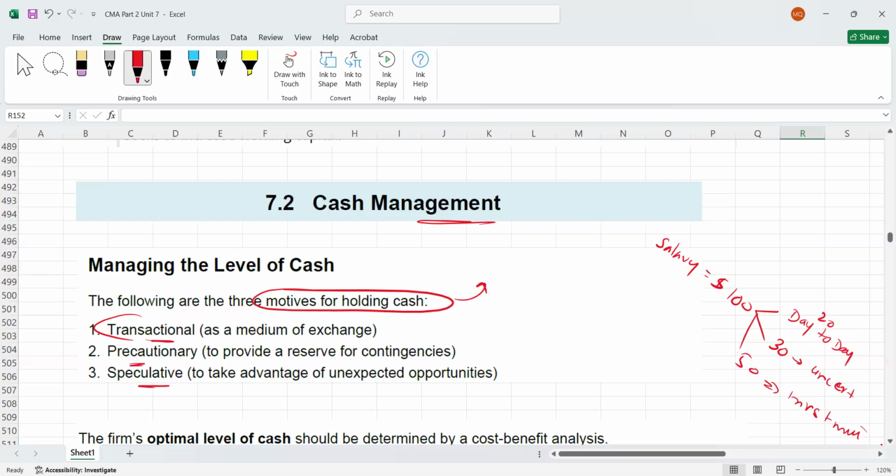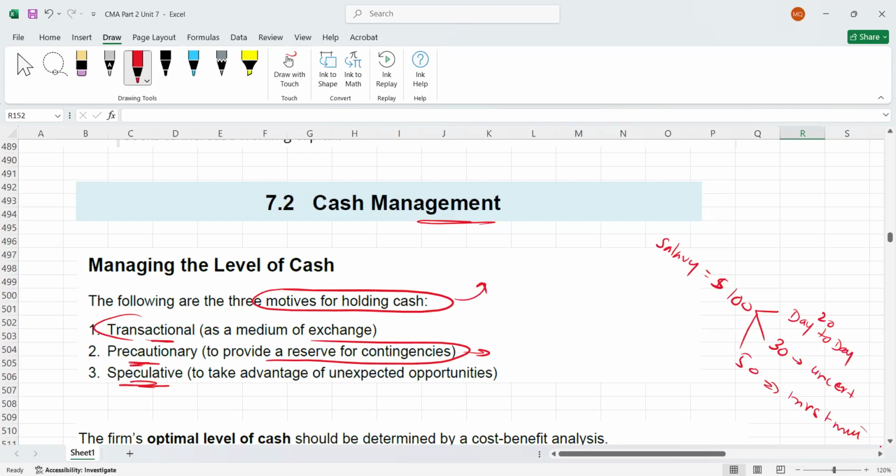So maybe for the purchase of inventory, etc. So that is the transactional motive. And they also keep some cash for precautionary reasons, to provide reserves for contingencies. For example, what if your assets were damaged by a fire? Definitely you need to replace them, so you should have some reserve. So this is for emergencies, okay.